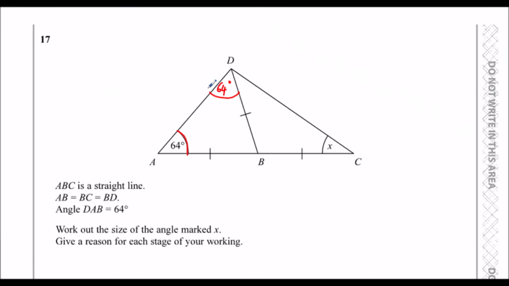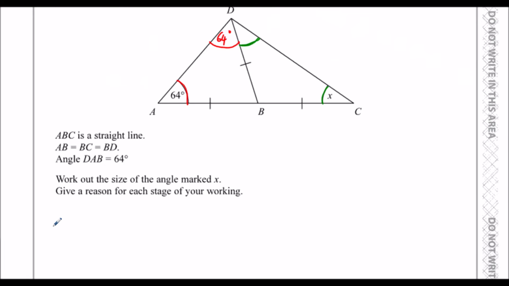And then triangle BCD is also an isosceles triangle, and the two angles at the base are equal, and the base angles are the ones underneath these two equal lines. So angle X equals this angle up here. So we need to give reasons for each stage of our working. So let's start by saying that ADB is 64 degrees because angles at the base of an isosceles triangle are equal.